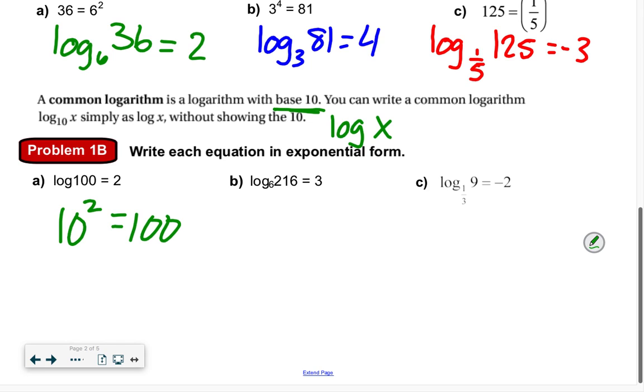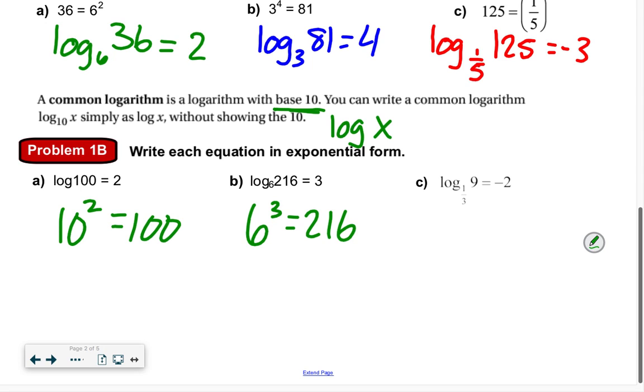How about if I got log base 6 of 216 is 3? How would I write that as an exponent? 6 cubed equals 216. What's nice is you can always check, right? I can put 6 cubed in my calculator. If I get 216, it works.